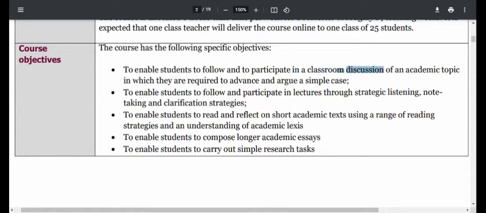Discussion of what? An academic topic. You're not just going to say that you studied English. You're not just going to say that you know English. You're going to be prepared to be in the specific setting of an academic discussion, right? And you should be able to follow, which means understand what's going on. That's what Lecture Ready does, especially by actually having you sit in a lecture, see what's going on.